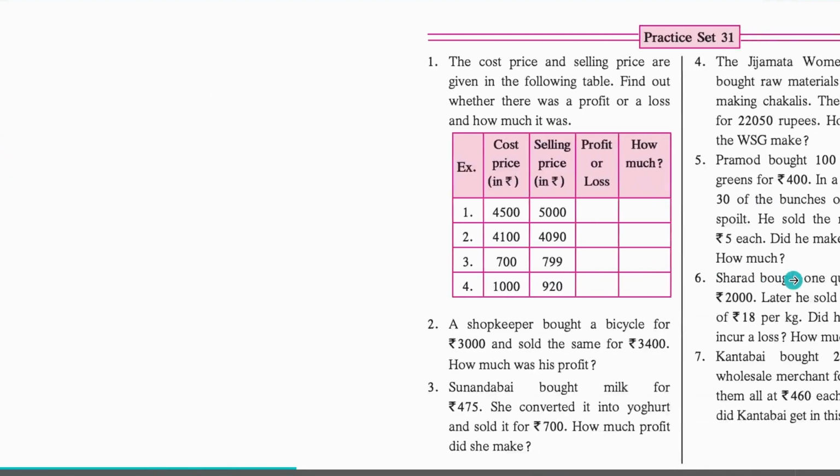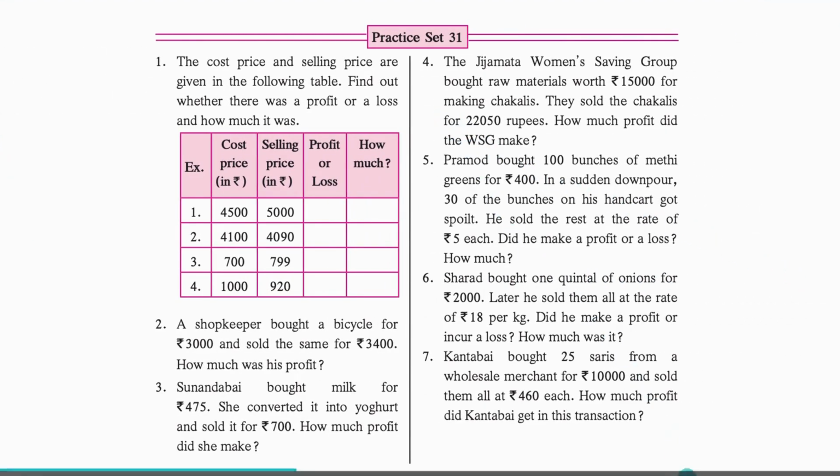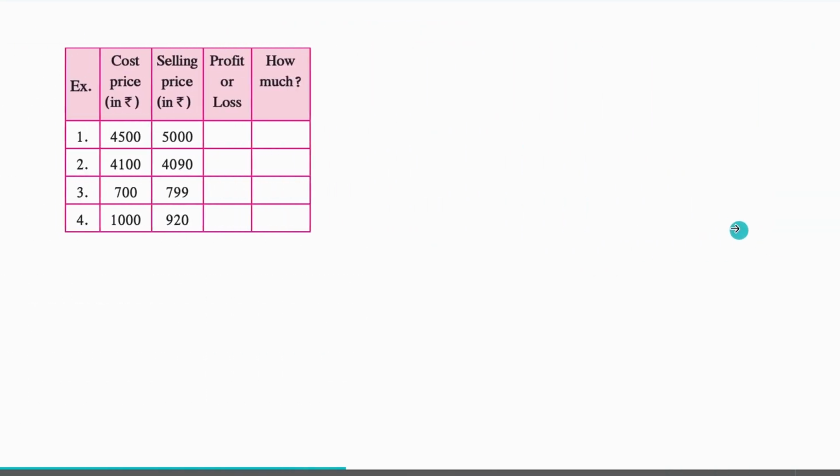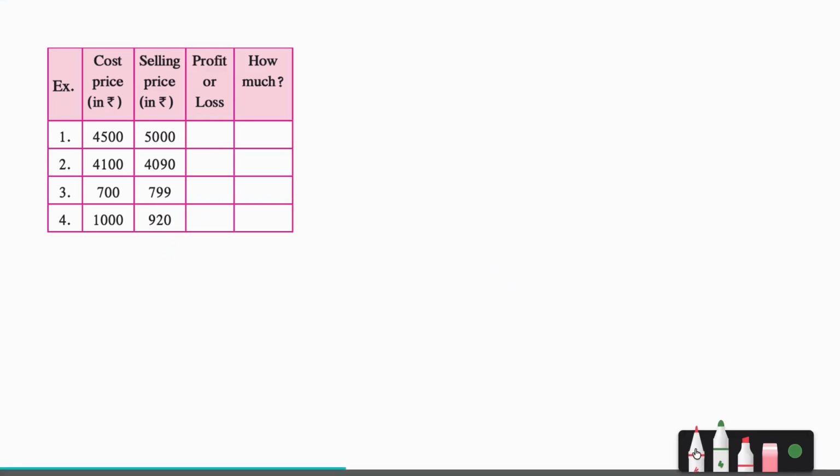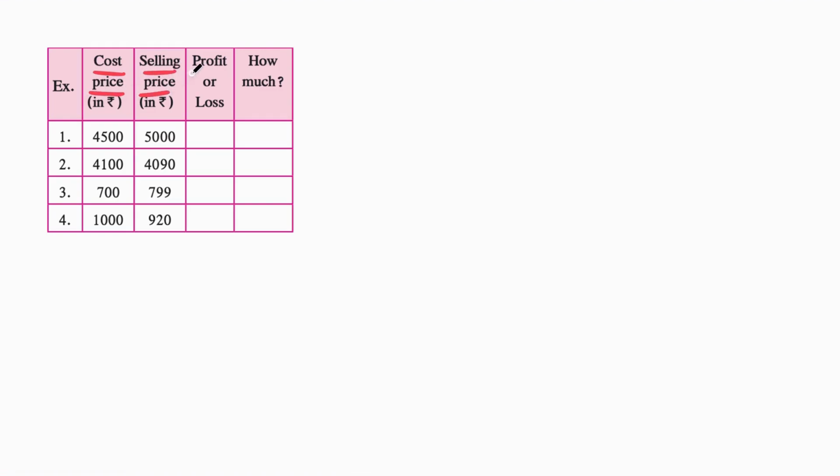Now let's start with exercise number 31 from your textbook. In the first question there are four sub-questions. Let's do each one by one. In the first question, what they have given us is cost price and selling price, and we have to find whether it was a profit or loss and how much it was. So in question number one, the first part, they have given us what?